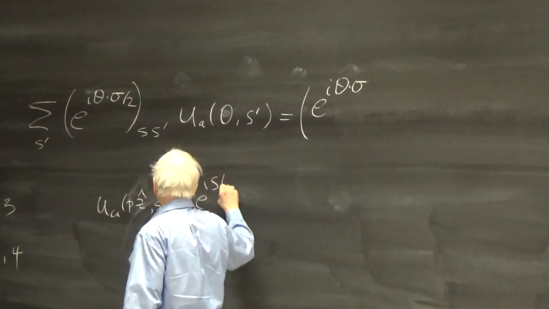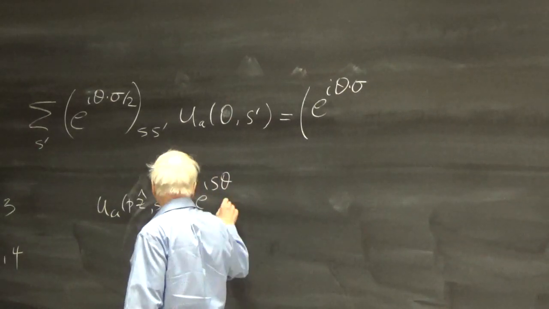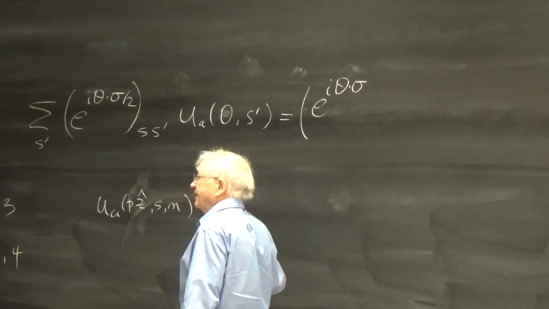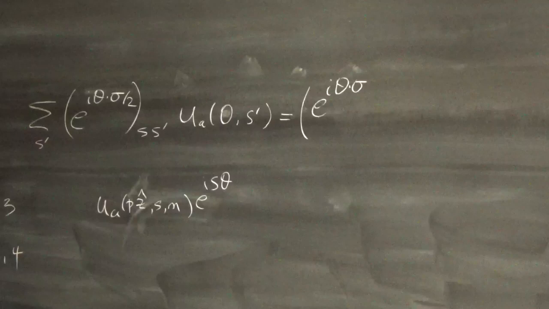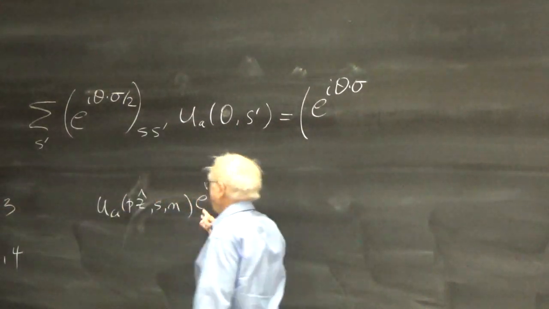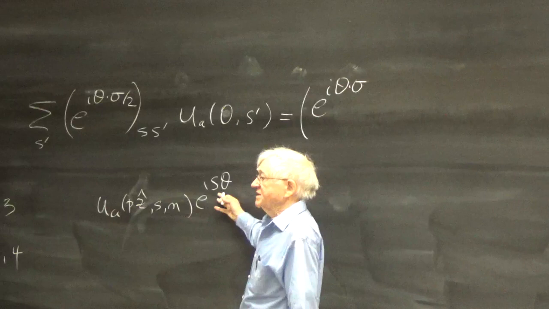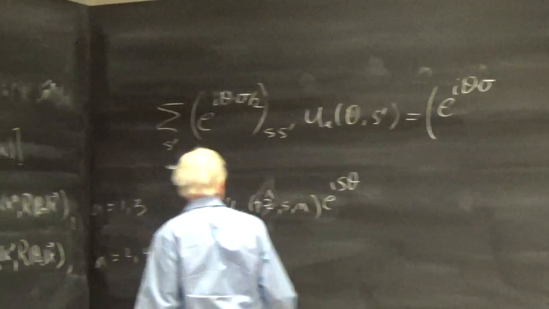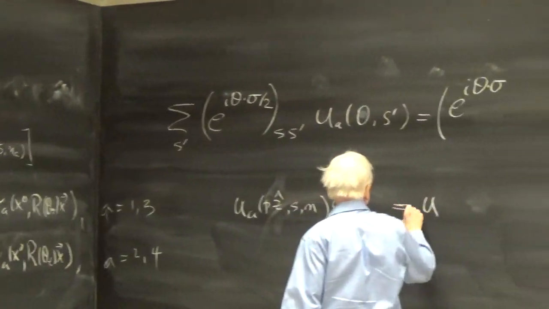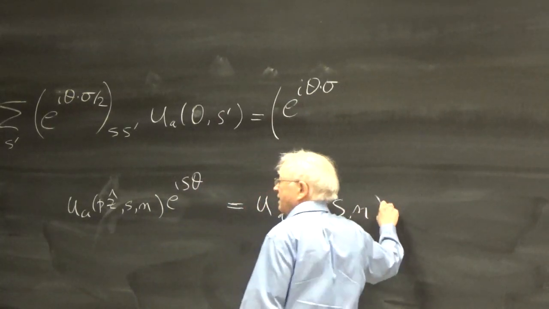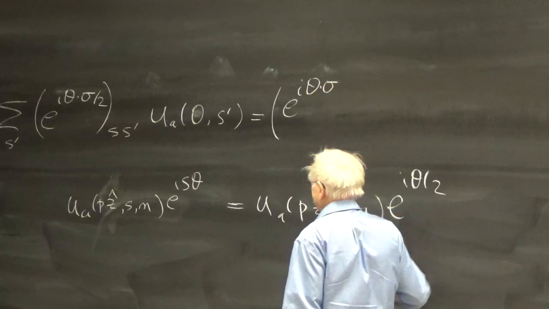e to the i s theta, and right, okay, so the annihilation operator, if the momentum's in the z direction, then this has no effect, and so I don't need to write that part down. On the other hand, over here, we see it's just e to the i theta over 2. So this is U_A of p z-hat, s, n, e to the i theta over 2.